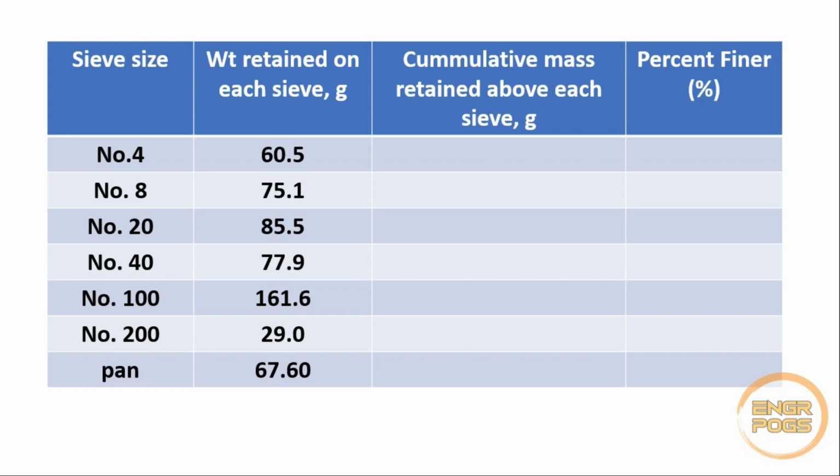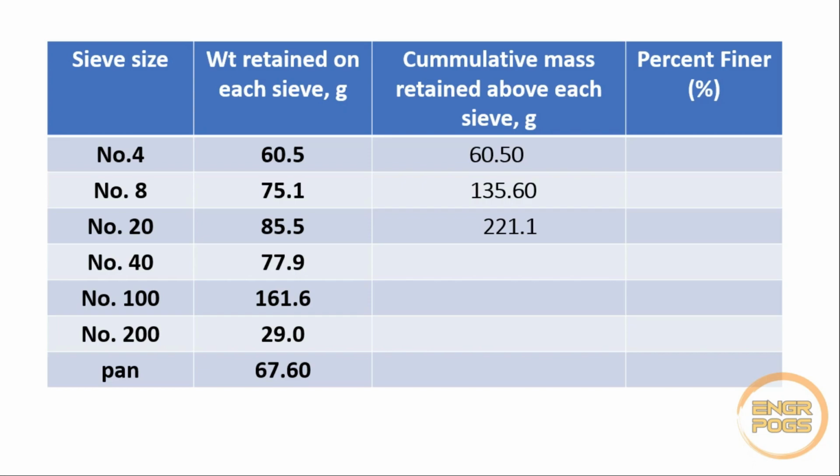For sieve number 4, the mass retained is equal to 60.50 grams. For sieve number 8, the mass retained is equal to 75.1 plus 60.50. For sieve number 20, the mass retained is equal to 85.5 plus 135.60, which is equal to 221.1.